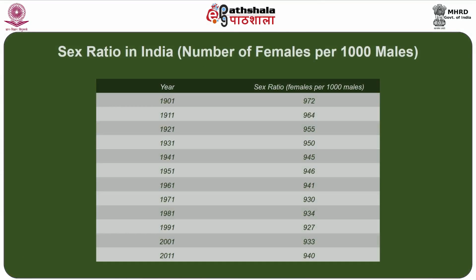And in this graph, in this data, it is clear that the sex ratio was as high as 972 in 1901, further came down to 964 in 1911, and 955 in 1921. So slowly, every decade, there is a reduction that has occurred over a period of time. But there was a very high reduction to 930 in 1971, which slightly increased in 81 to 934. But again, it came down in 1991 to as low as 927.